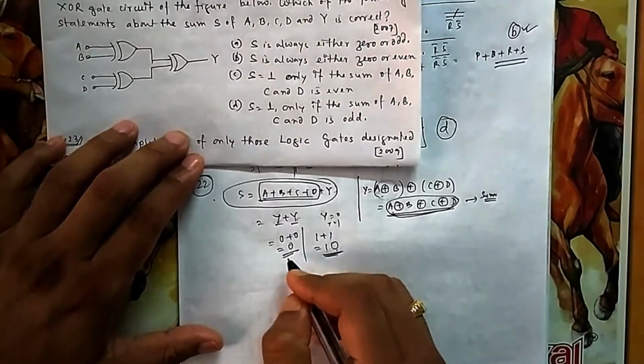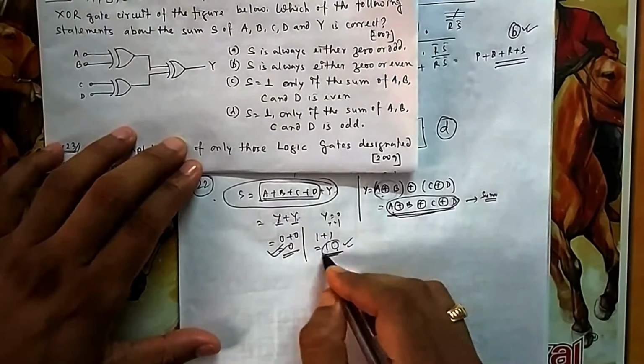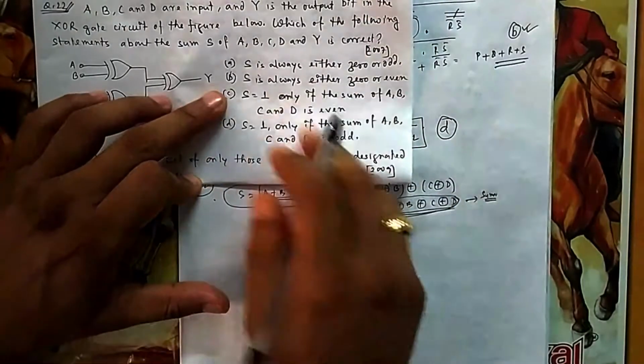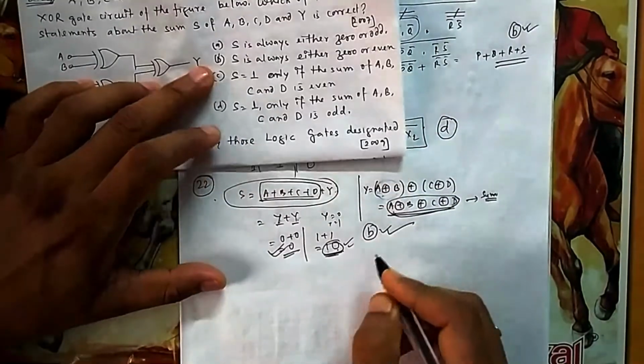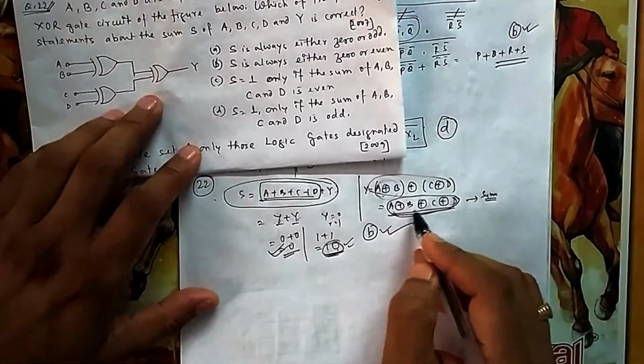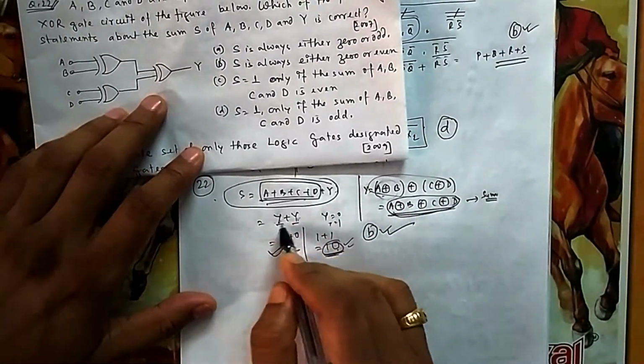Okay, so that means your output is either 0 or even. It is an even number. So that is 0 or even. That is your option B. So you can see this whole thing represents A plus Y, so it will become Y plus Y.